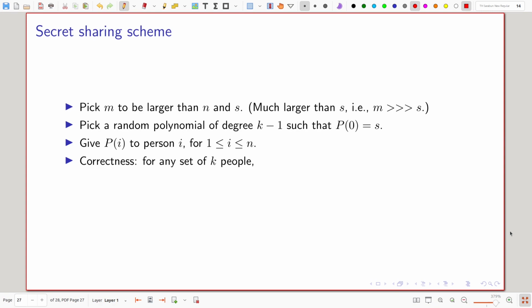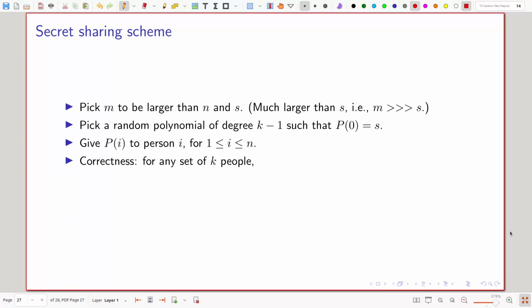So the idea is, if we want to do the secret sharing scheme, we need... suppose we want to have a secret S, right? And then we want to give points to n people. There are some constraints that you need to make sure you meet.